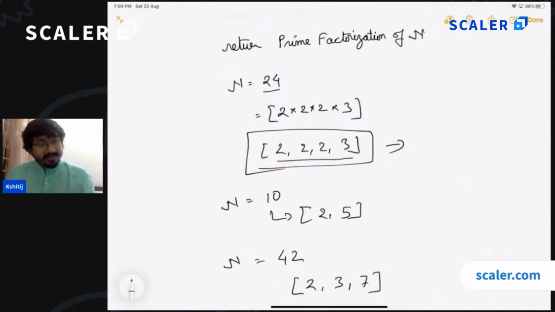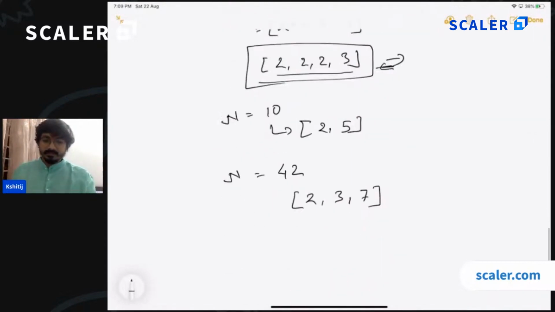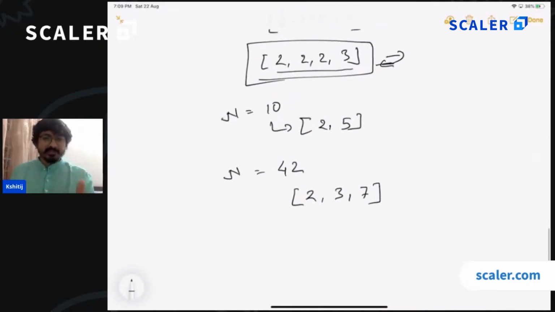There can be many ways. Can there be many ways? Varun, just try to think and figure out. Can there be many ways? If you are breaking down the number into prime numbers, not composite numbers, none of the numbers in the returned array should be a composite number. Just give me an example if you have.